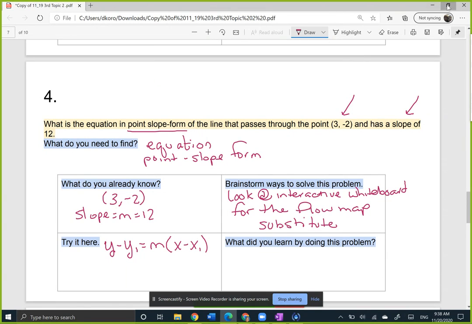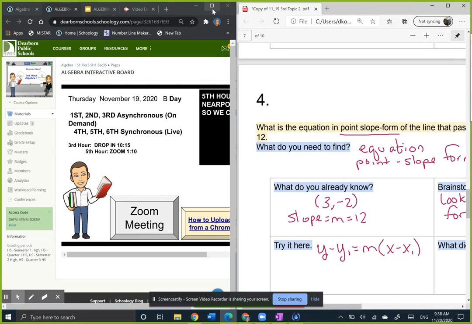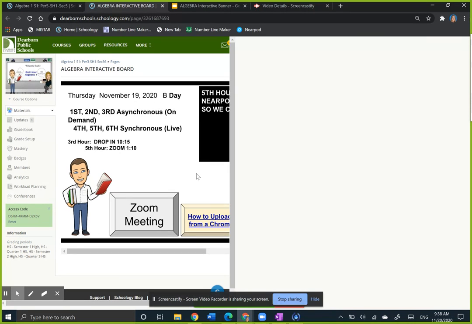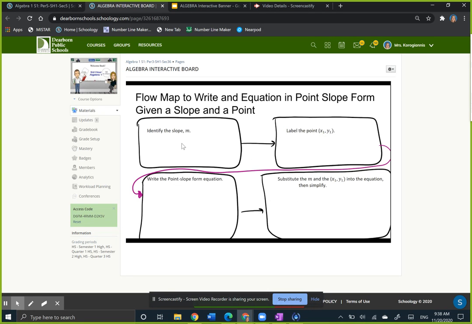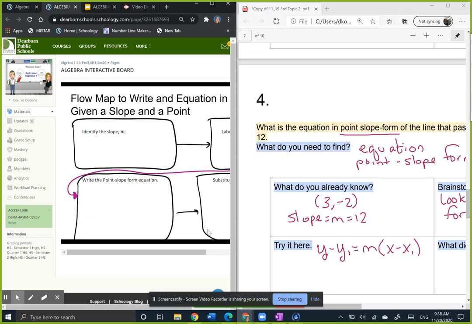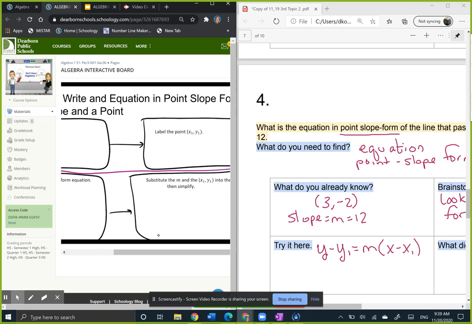And if we go to the interactive whiteboard, let me just do that really quick here so I can show you. I did these in the flow map. So right here, flow map to write an equation in point slope form given a point and a slope. So this is the one right here. Okay, so it says identify the slope. So that's what we did. Okay, we identify the slope. Then we're going to label the points. So that's what they want us to do here. So x1, y1.